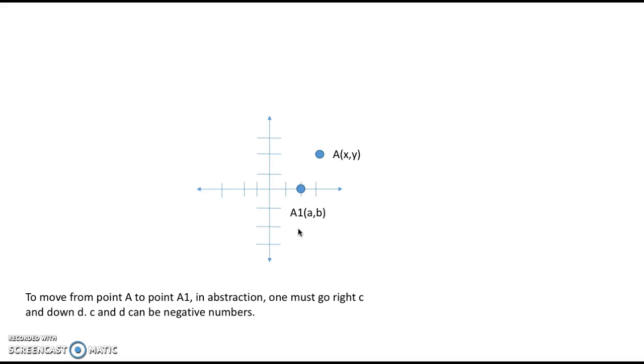In Etch-a-Sketch geometry and while performing abstraction, instead of numbers we use letters. Instead of 3, 2, and 2, 0, like in our Euclidean example, 3, 2 being here and 2, 0 being here, we use X and Y for our original point A and A and B for our new point A1. Instead of left 1 and down 2, we will use C and D. C is the amount right 1 goes, and D is the amount up 1 goes while performing translations. C and D can be negative numbers.